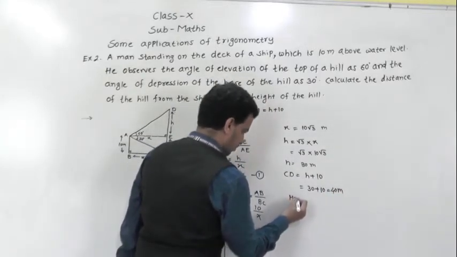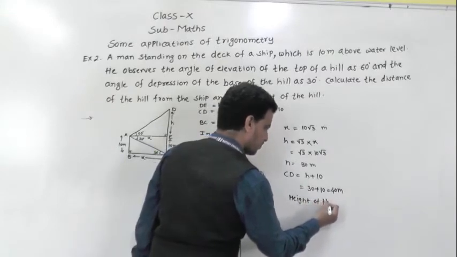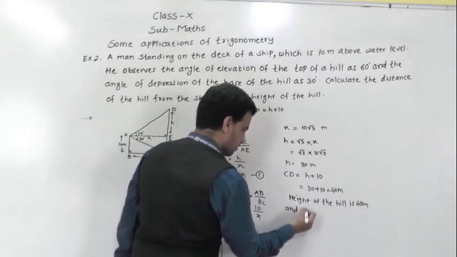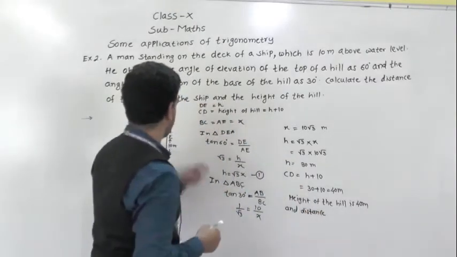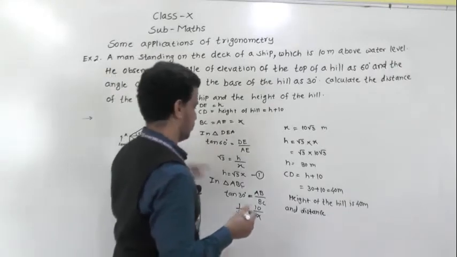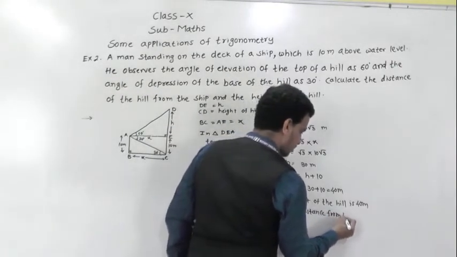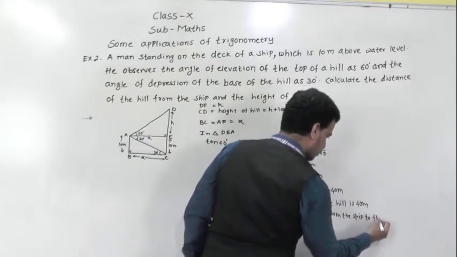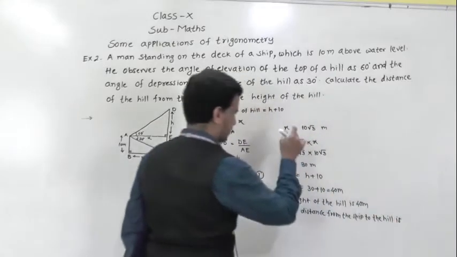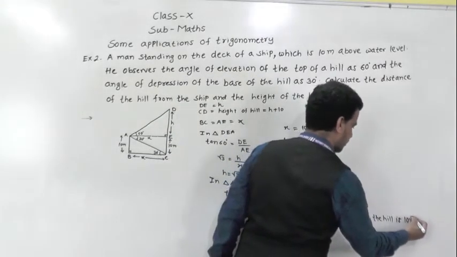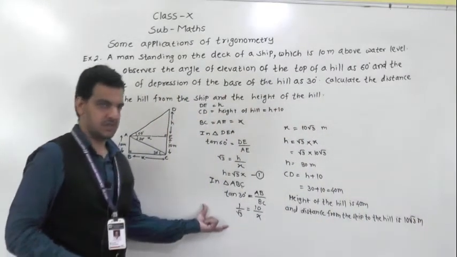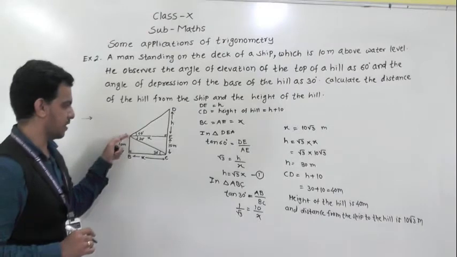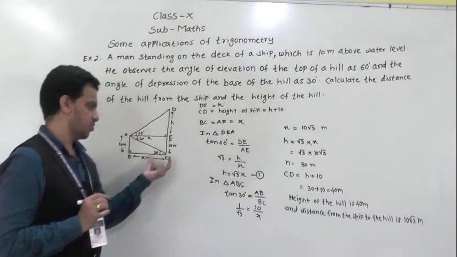So the height of the hill is 40 meter, and the distance from the ship to the hill is this X distance, that is 10 root 3 meter. Okay, understand this one. We have to draw the horizontal level here. One angle is the angle of elevation to the top of the hill. Another angle is the angle of depression to the bottom of the hill. So this is the second one.